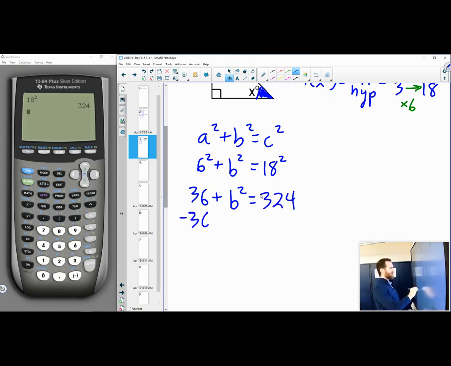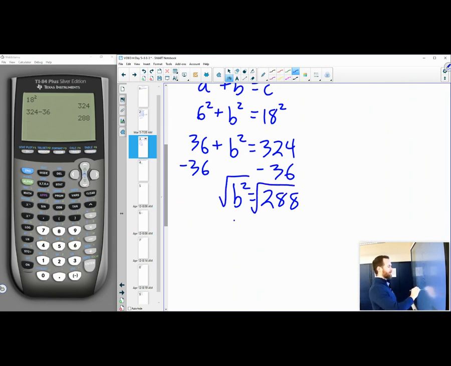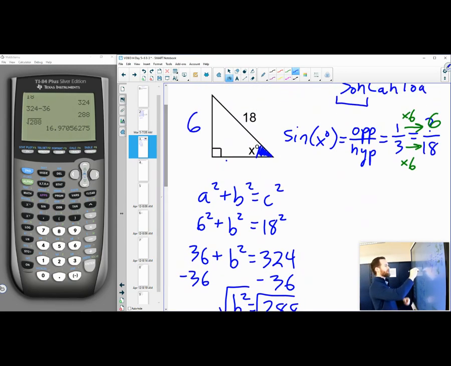Then we just take away 36, do our algebra, and we end up with b squared equals whatever that is. I don't feel like making a mistake in my head. And we get 288. Then we take the square root of both sides to get rid of that power of 2. And we get b is, this is going to be an approximation, the square root of 288. And we get 16.97. So that is the last missing side.